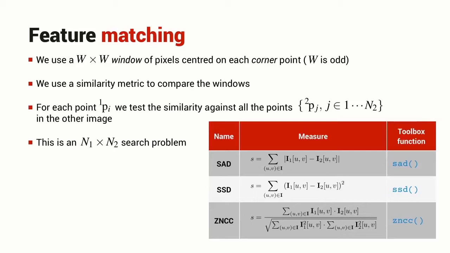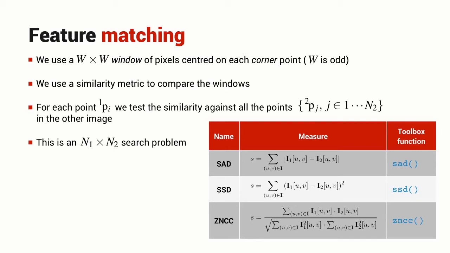To get around the problem of the non-uniqueness of individual pixel values across images, we're going to look at a W by W window of pixels centered around each corner point. This group of pixels with W squared values in it is likely to be much more unique than a single pixel centered at the interest point. What we're going to do then is compute this window of pixels around the interest points in the first image and around all of the interest points in the second image. We talked previously about image similarity measures, and we're going to use them again here to compare these windows centered on the interest points.